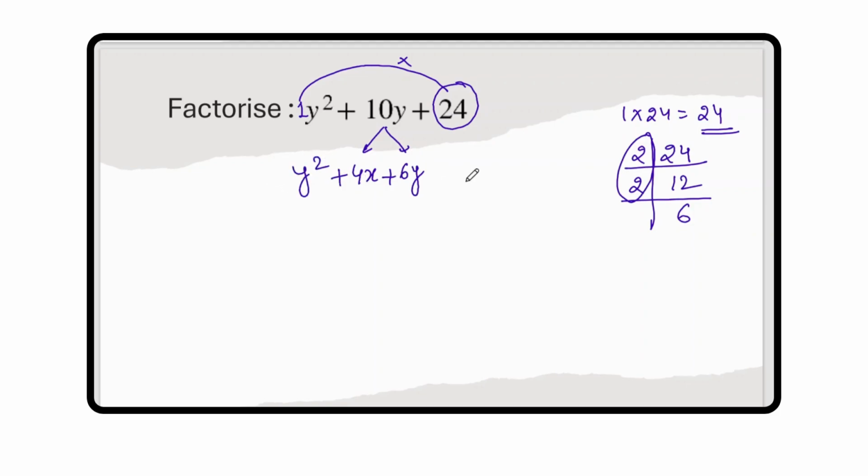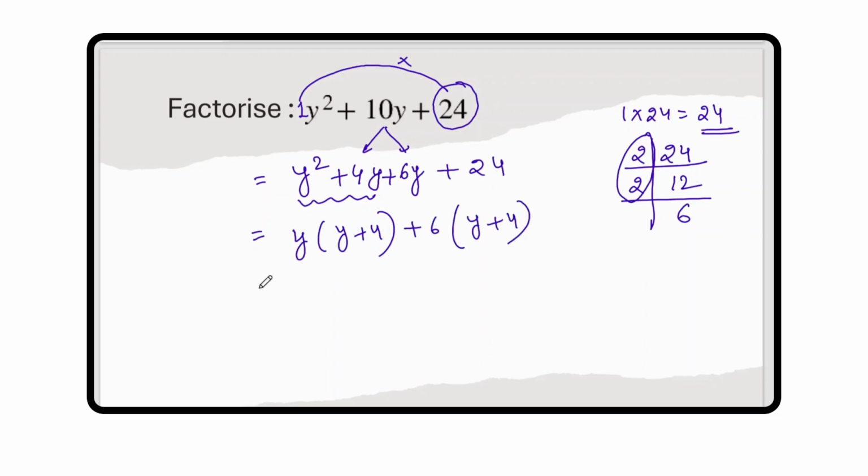So y square plus 4y plus 6y plus 24 here. Now, what will be the common factor in the first two terms? Sorry, it is y here. Let me correct it, you won't get x anywhere. It is y. So you can see y is common. So y plus 4, then plus 6 times y plus 4. The final answer will be y plus 4 and y plus 6. Next question.